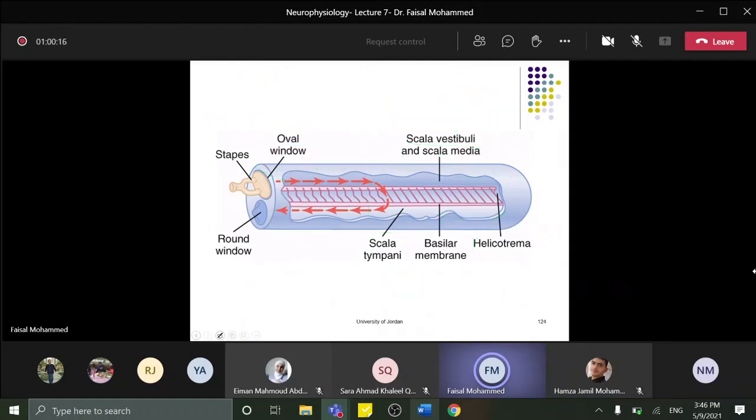So here, there are the receptors for hearing. The receptors for hearing are one row of inner hair cells and three rows of outer hair cells like this, running along the whole basilar membrane. We have approximately 3500 inner hair cells. How many outer? There should be approximately 3 times the inner hair cells.